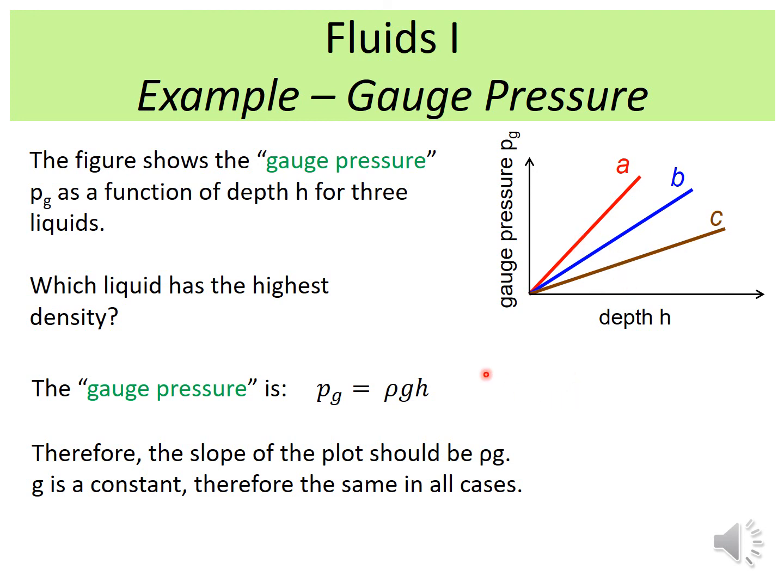So when I have the highest slope, I have the highest density, and therefore A would be the answer if this were a multiple choice question. The highest density of the liquid is the one represented by A. So liquid A shows the steepest slope and therefore has the highest density.